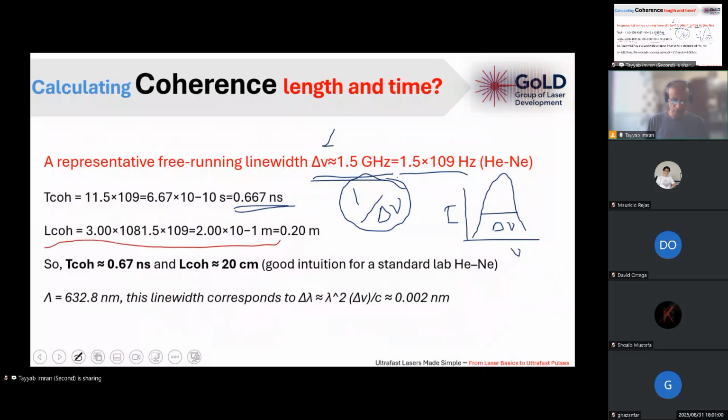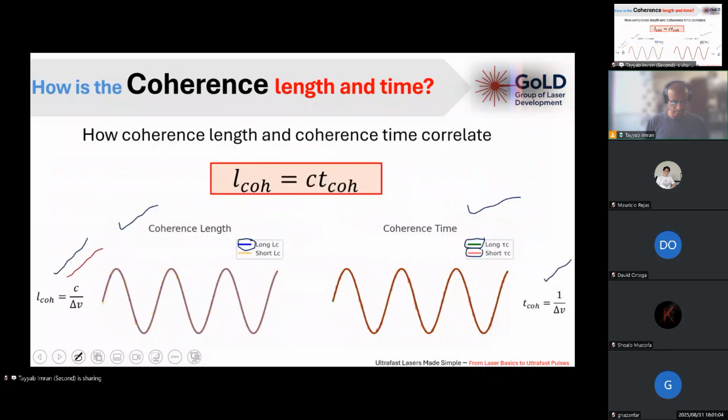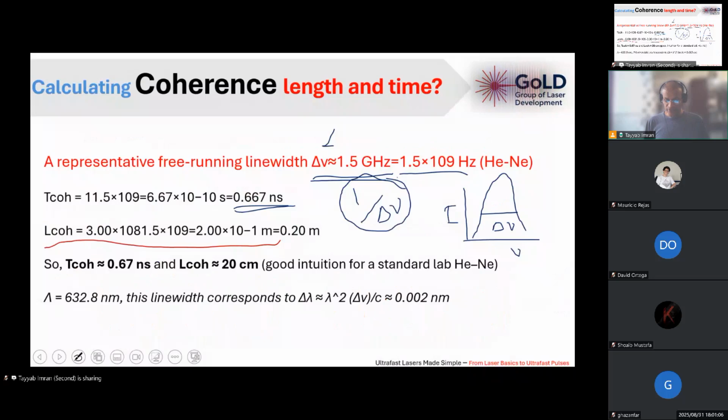If you want to find out the coherence length, the formula is this one here, c over delta nu. So in this case, it will be like 0.20 meter. Okay, so this is the coherence length, this is the coherence time.